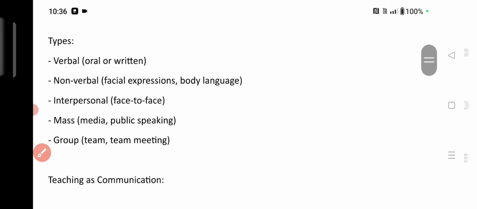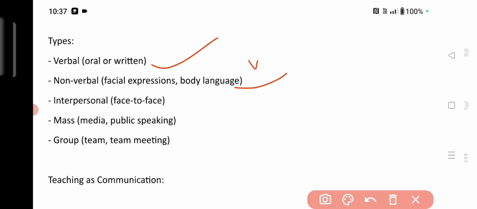And the next one is types. So there are many types of communication. Verbal and non-verbal. Verbal is written and oral. Non-verbal means facial expressions and body language and communication through signs and signatures and everything.